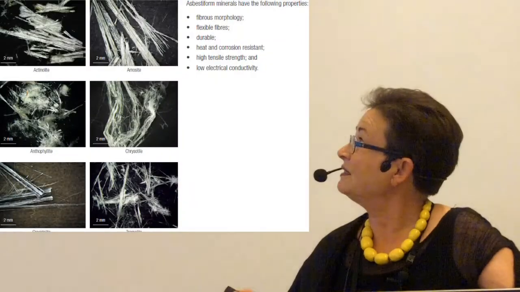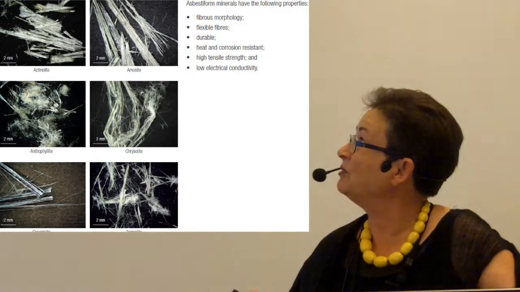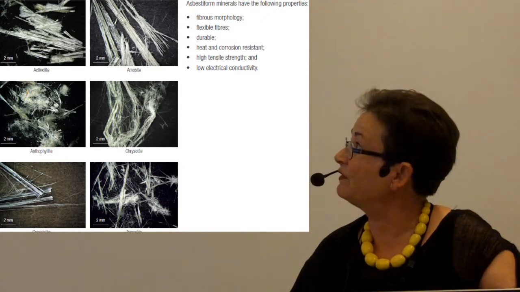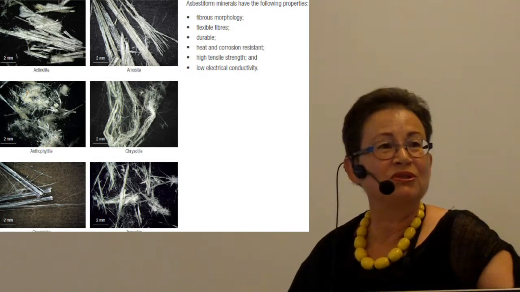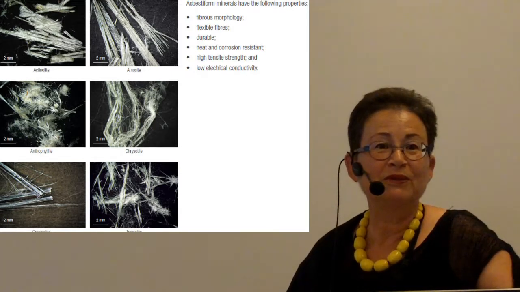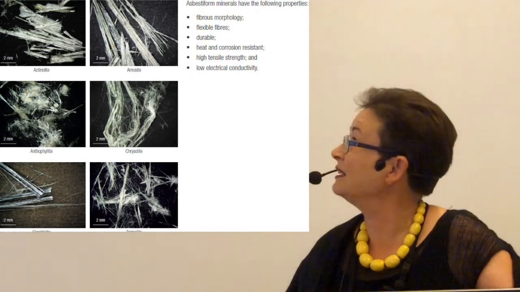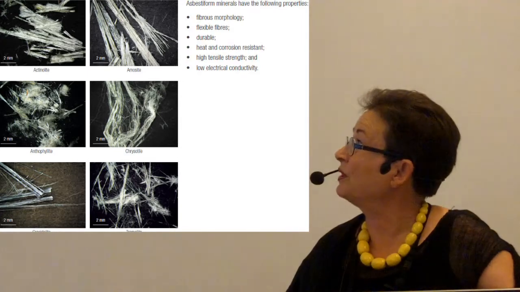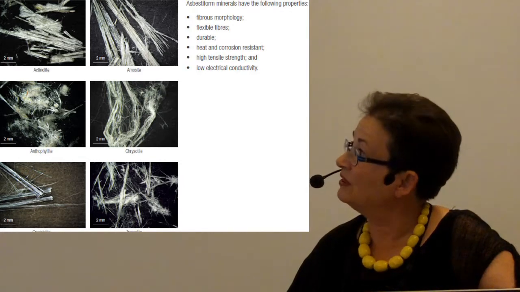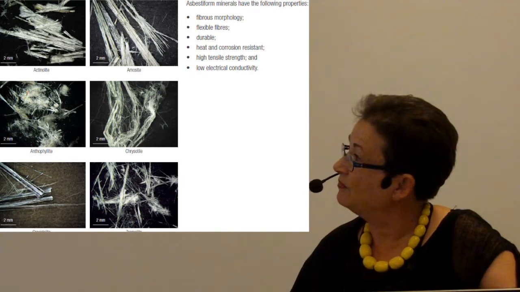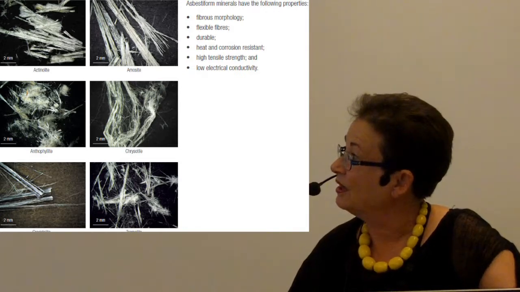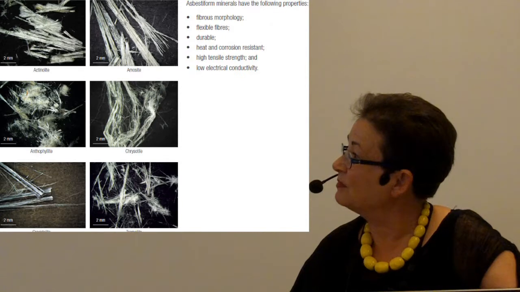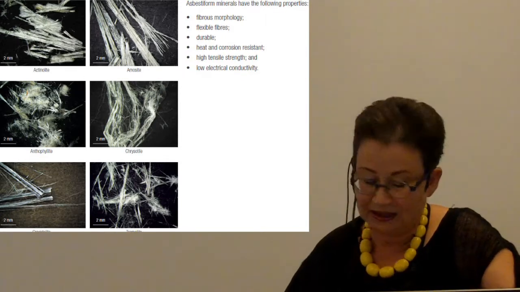So what these asbestiform minerals have in common is that they are fibrous, flexible, and durable, and they are resistant to heat and corrosion, which makes them very useful if you disregard the health effects. They have high tensile strength and low electrical conductivity. But if you look at them, they are quite variable in size and shape, chrysotile, for instance, being very different from actinolite or crocidolite.